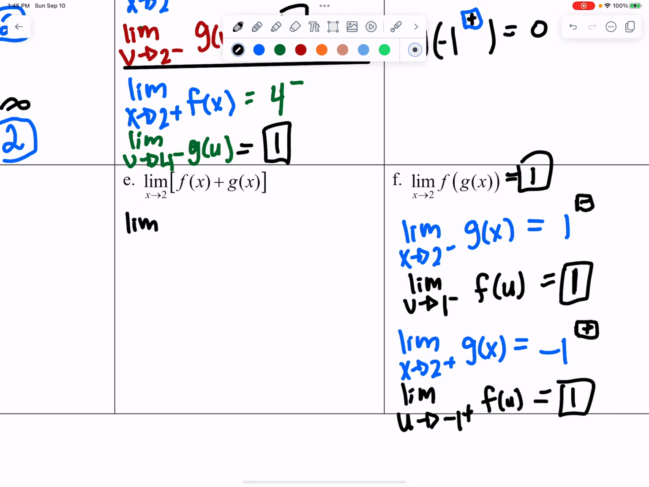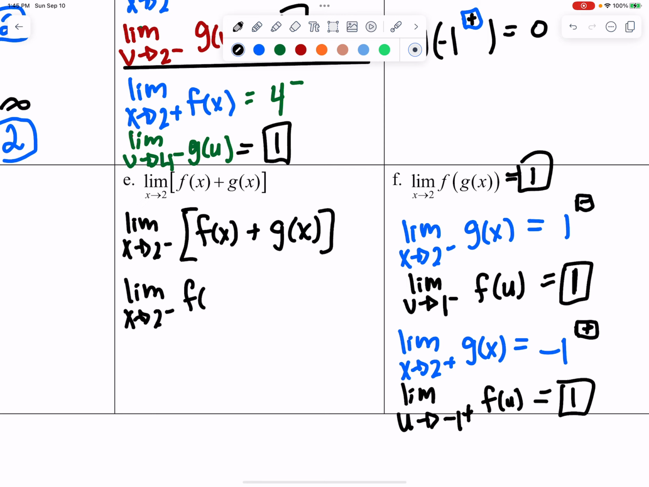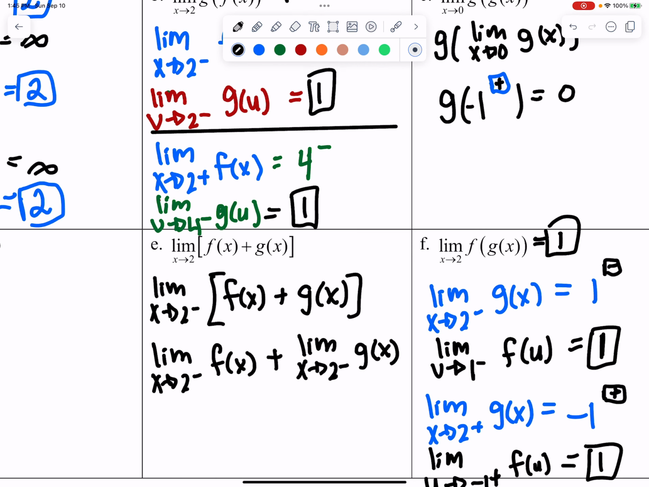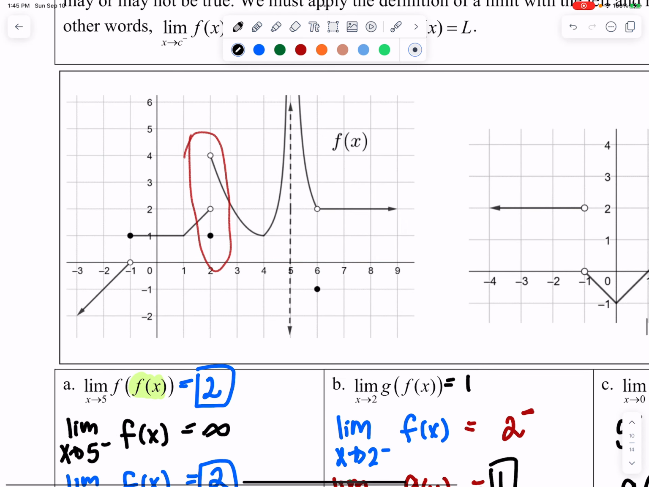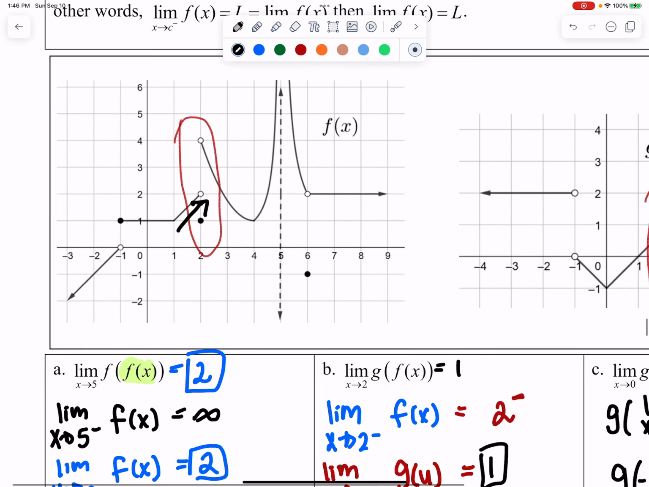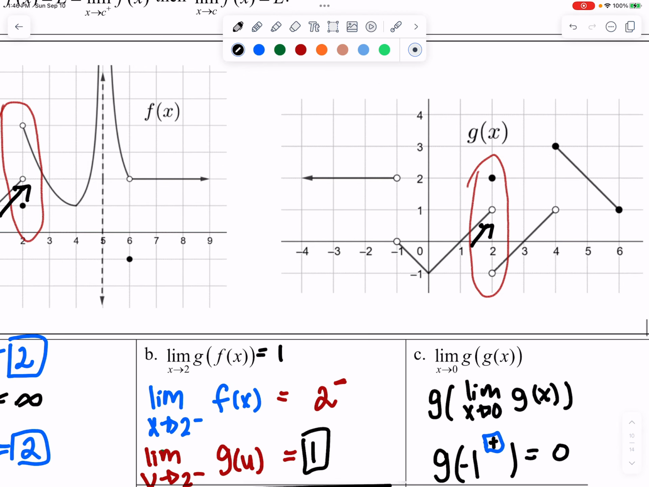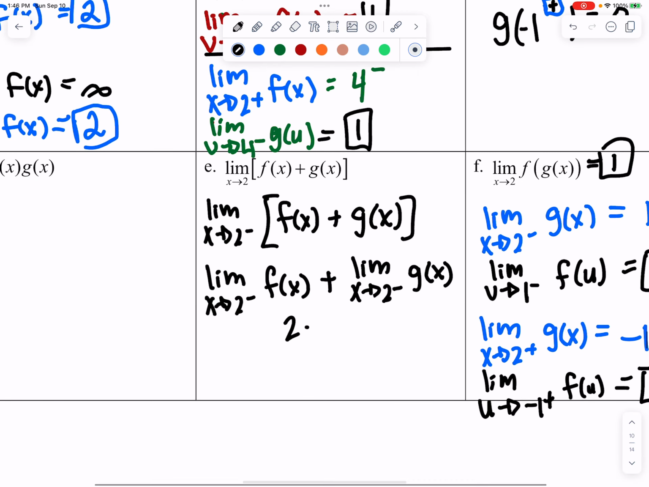So now I have the limit as x approaches 2 from the left of f of x plus g of x. We're going to use our limit laws and break that apart. So now I have the limit as x approaches 2 from the left for f of x plus the limit as x approaches 2 from the left of g of x, and we're going to evaluate that. So the limit as x approaches 2 from the left of f of x will give us 2, and then g of x will give us 1. So 2 plus 1 will give us 3.